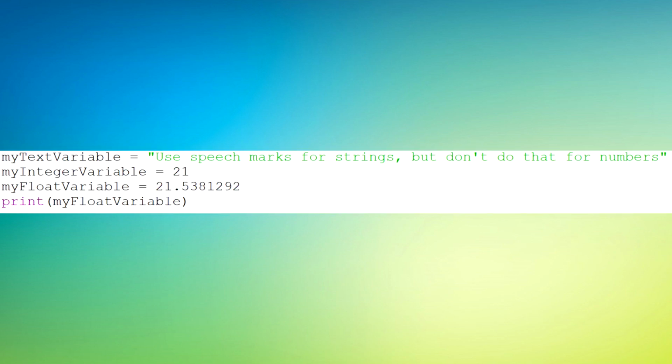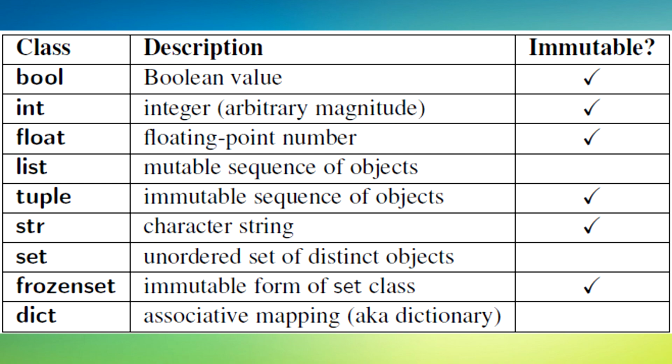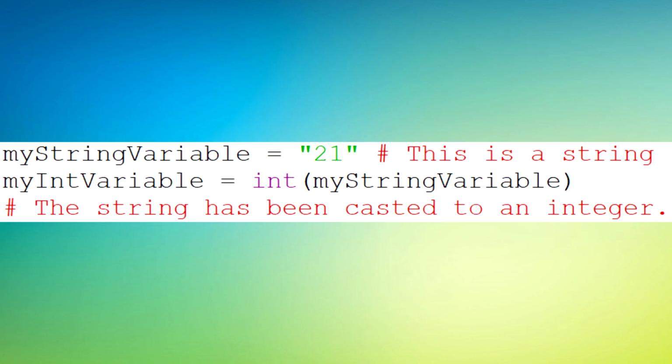console. We also have variables which are containers that hold data that can be changed. We create them like this. We can also print variables like this, without speech marks. There are different types of data types that variables can hold. There is a list of them here. We can change the type of a variable through casting, e.g. converting an integer into a string. We do it like this.